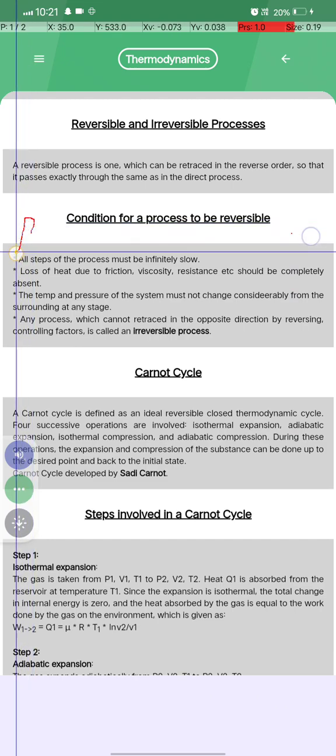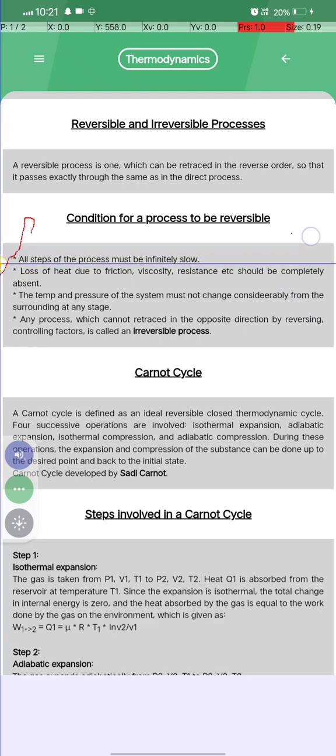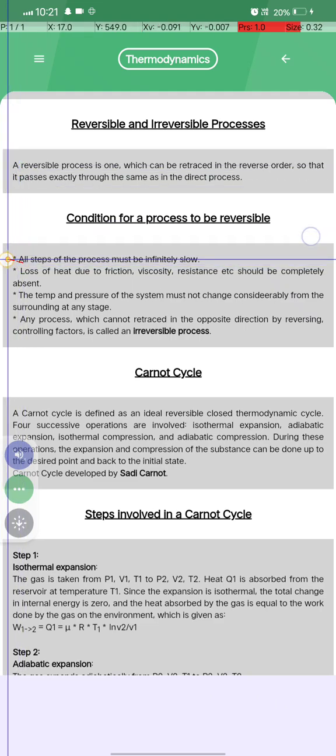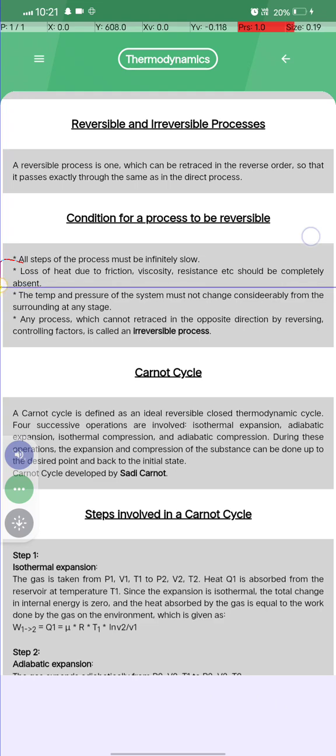Condition for a process to be reversible: all steps of the process must be infinitely slow, and loss of heat due to friction, viscosity, resistance, etc. should be completely absent. The temperature and the pressure of the system must not change considerably from the surroundings at any stage. Any process which cannot be traced in the opposite direction by reversing the controlling factors is called an irreversible process.